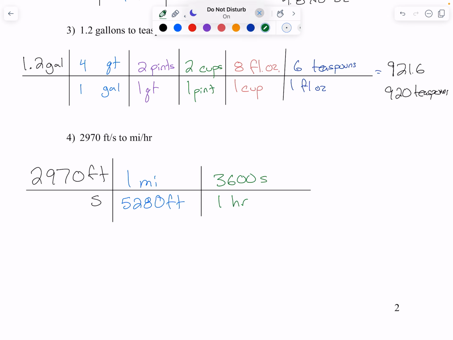So that gives us what? 20,000 or 2,025. And I have 3 sig figs, so that gives me 2,030 miles per hour. There we go. So there's 4 English to English conversions. Hopefully they make sense, it flows.